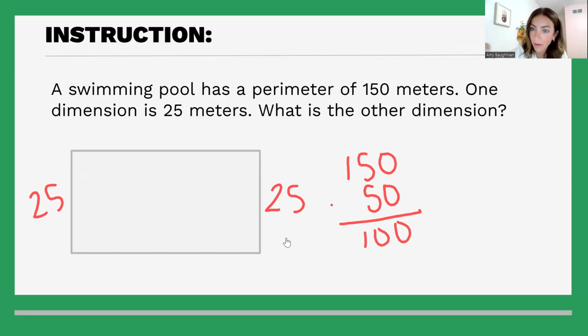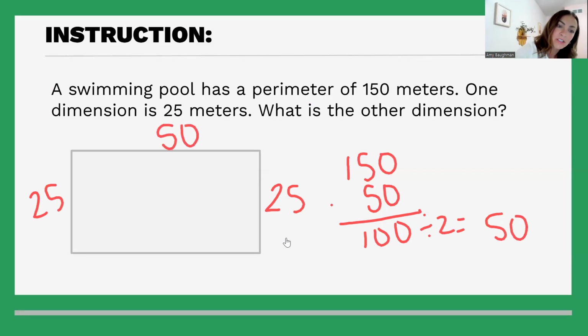Very good. So now I'm going to take the 100 and I'm going to split it in half because I need half to go on my top and half to go on the bottom. So 100 divided by 2 is 50. 50 for the top, 50 for the bottom. Opposite sides are the same. If I add all of these sides up, I'm going to get 150 meters. So my missing dimension here is 50 meters.